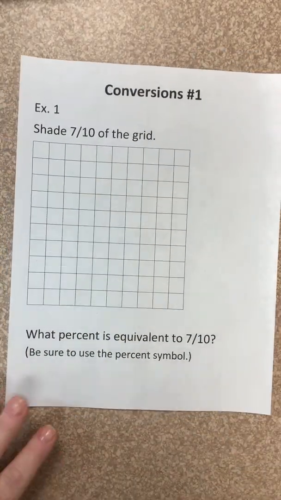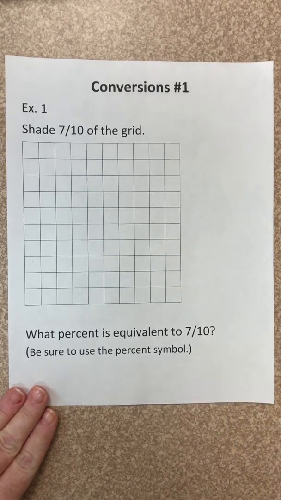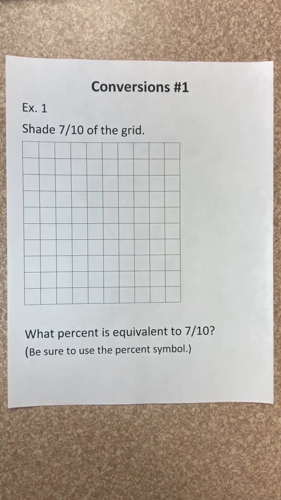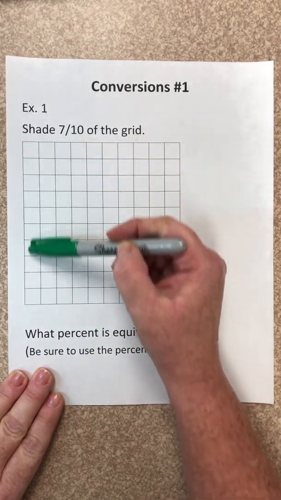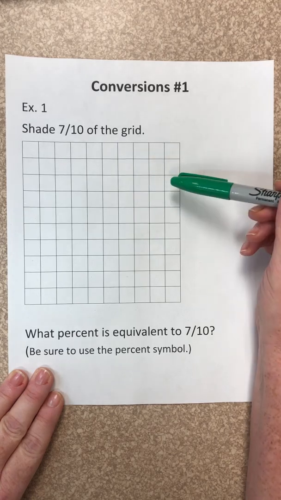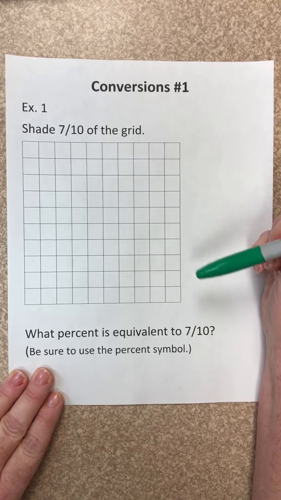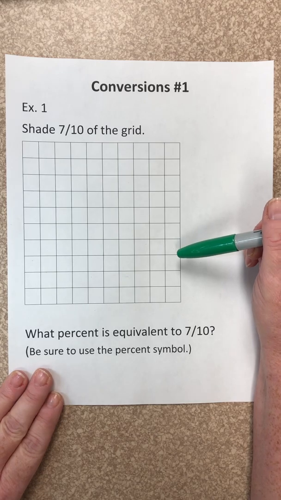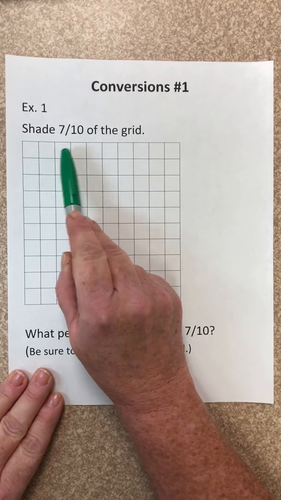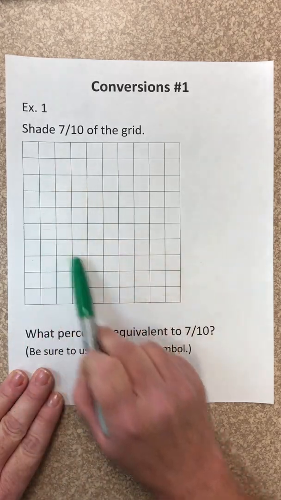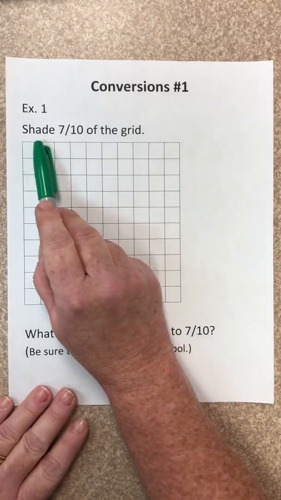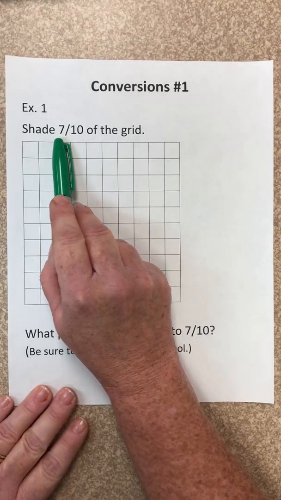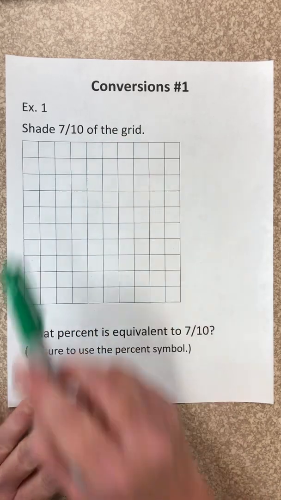We're going to shade 7/10 of the grid. Now, before we begin, let's look at the grid. This is a 10 by 10 square, which means it has 10 squares across and 10 down. So these 100 squares represent 100%. Okay, one more time. Every box is 1%. So we have 100 squares or boxes, that's 100%. All right, let's begin. We need to shade 7 out of every 10 squares on this grid.